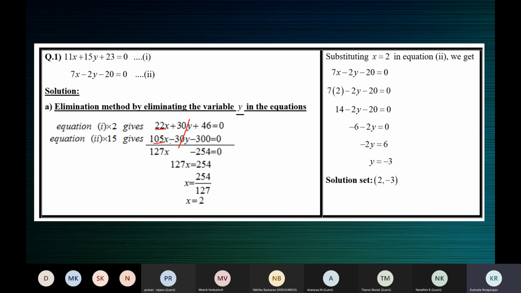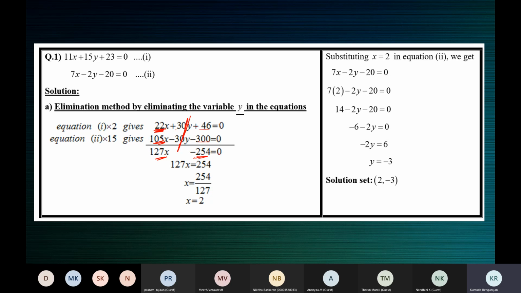22x plus 105x. We are adding the two equations. 22x plus 105x is 127x. Plus 30y minus 30y is 0. Instead of writing 0, we just slash it. Plus 46 minus 300 is minus 254. You can see it here, minus 254 is equal to 0.